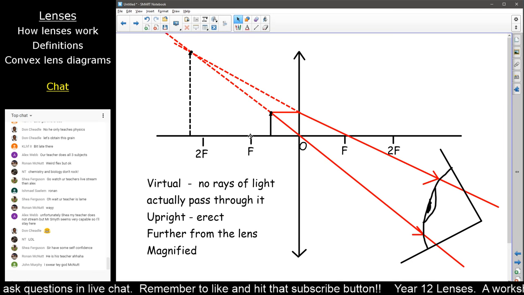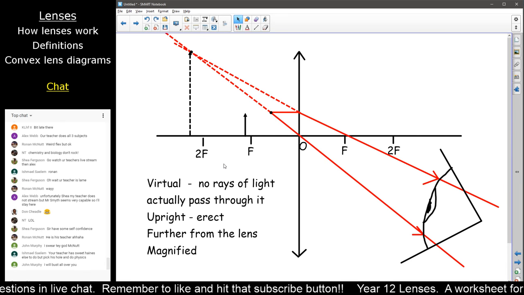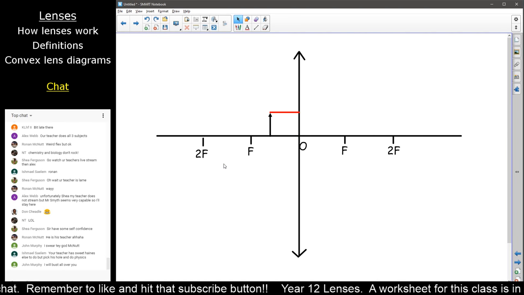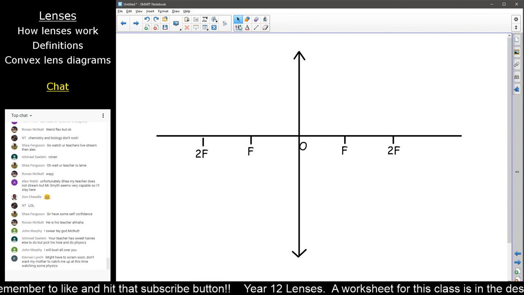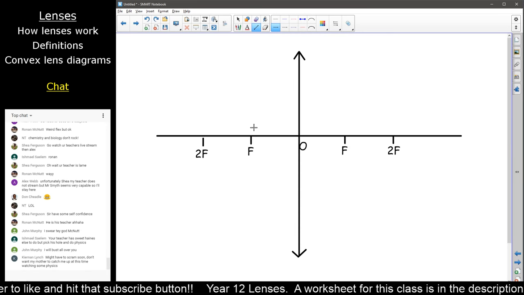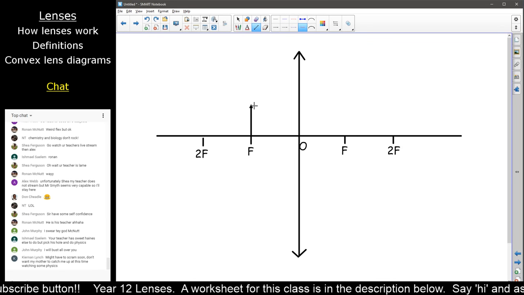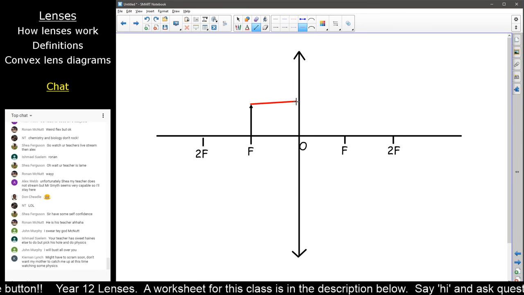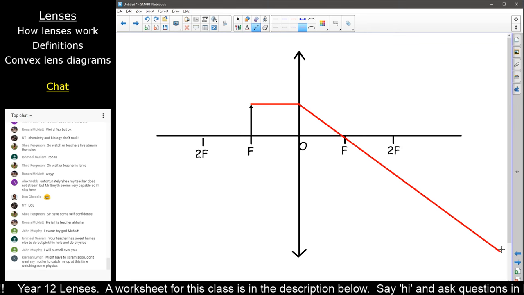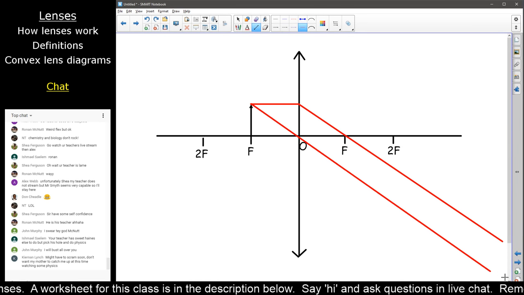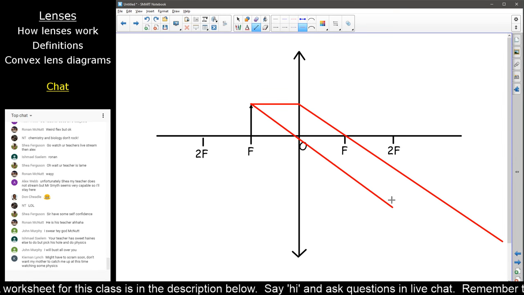All right. And finally, and hopefully I can just do a lot of undos and get rid of this. Undo that. We'll keep our scaling here. What if it's at F? Okay, so we've done further than F, closer than F. At F is also interesting. Once again, same rules. Parallel to the principal axis, force through F. Object from the top again, force through O.